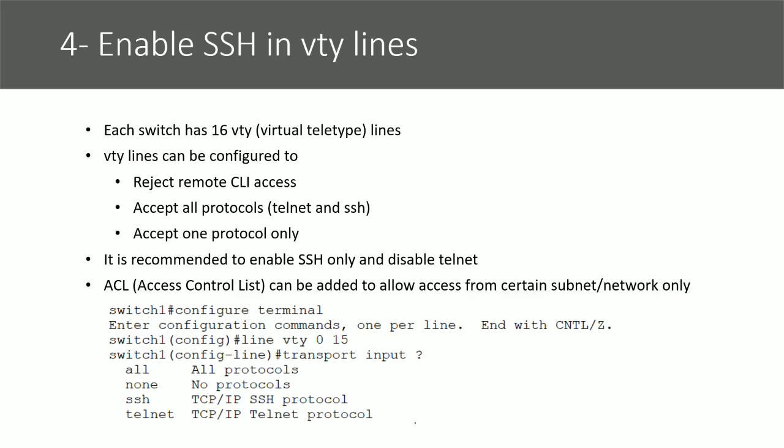You should start by going to configure terminal, and then you go to VTY 0 15 to access VTY submode. Within VTY submode, you type this command, transport input, and you choose the option whether to enable all protocols, to disable all protocols, or to enable SSH or Telnet only. And as we discussed, it is recommended to enable SSH only and disable any other protocol.